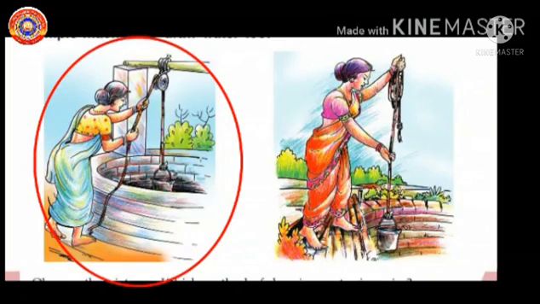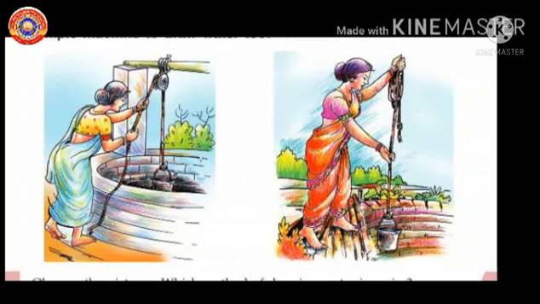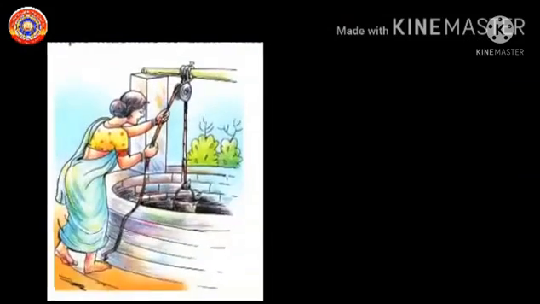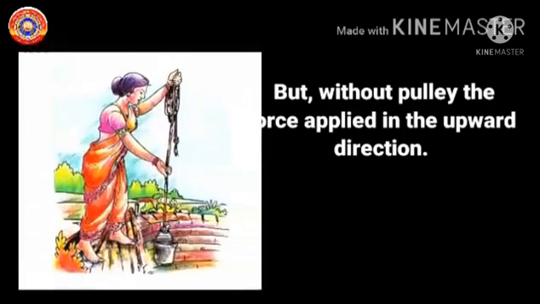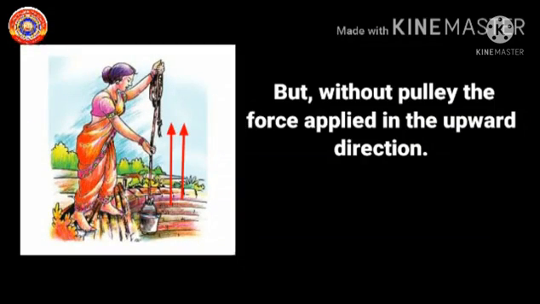Where do we apply force to lift the bucket in both cases? Yes, on the rope. Is the force applied in the same direction in both cases? No. If we lift the bucket using a pulley, we apply force in the downward direction. But without a pulley, the force is applied in the upward direction.